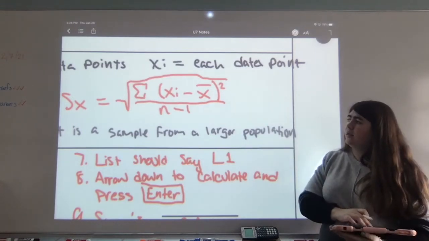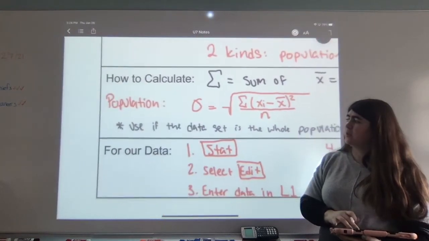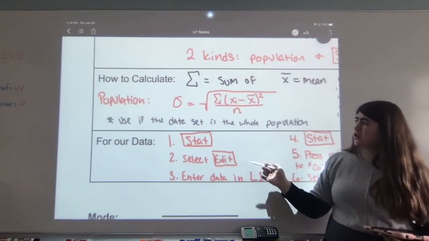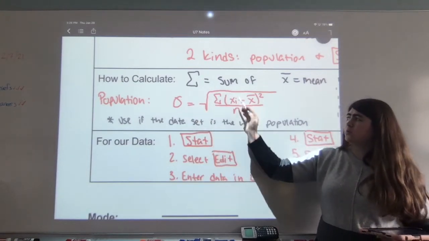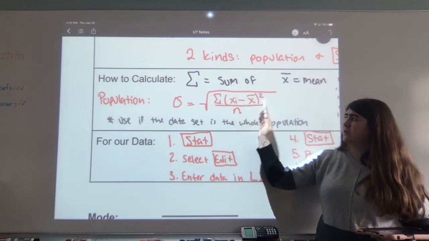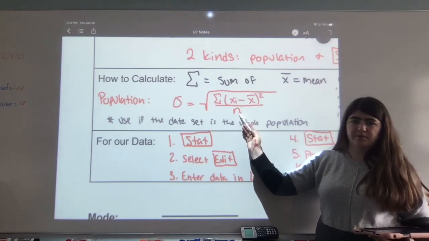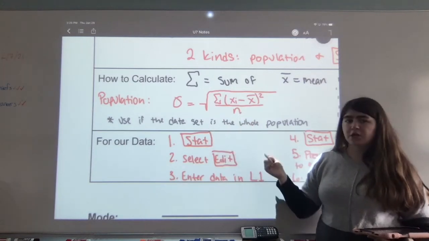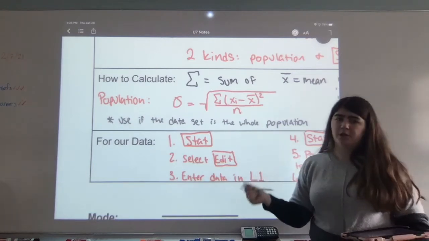So in our equations, they look fairly similar. We're going to start with population here. And population says this is called rho. So rho is equal to the square root of the sum of all data points minus the mean squared, divided by the total number of data points. This is population. That's what you use if the data set is the entire population.